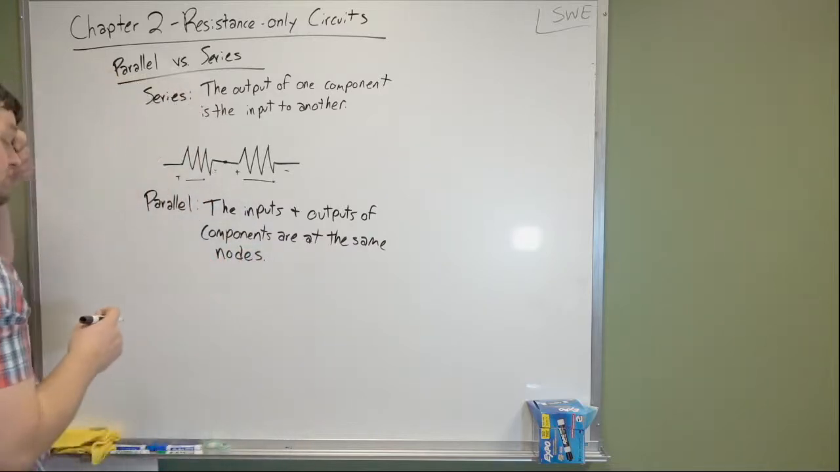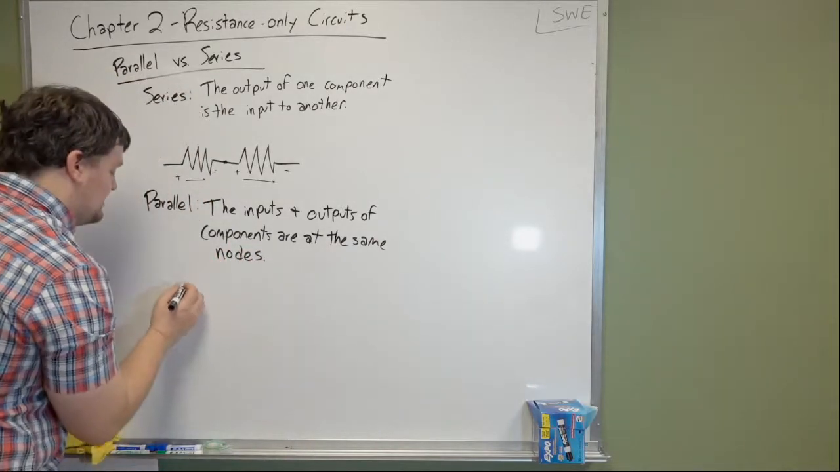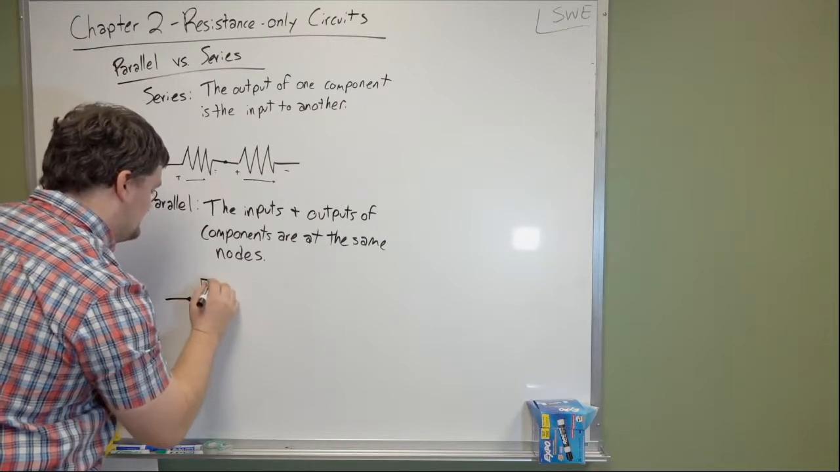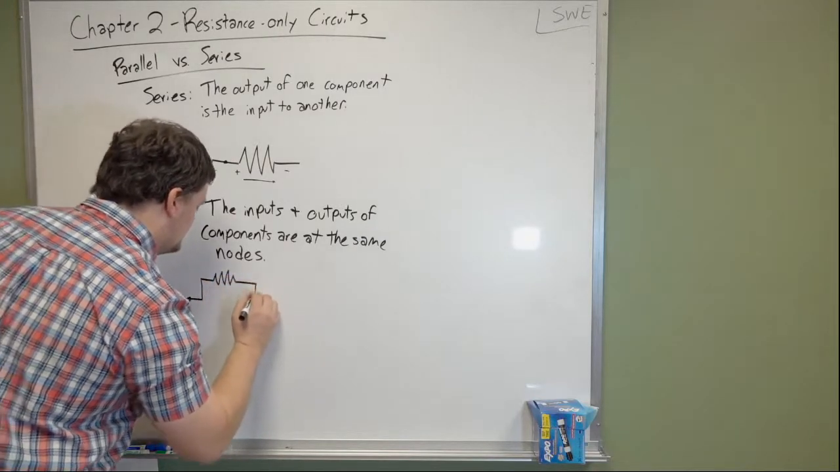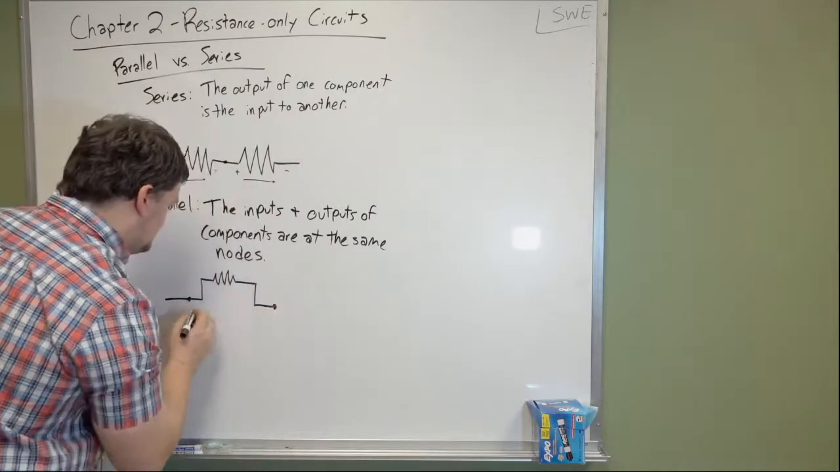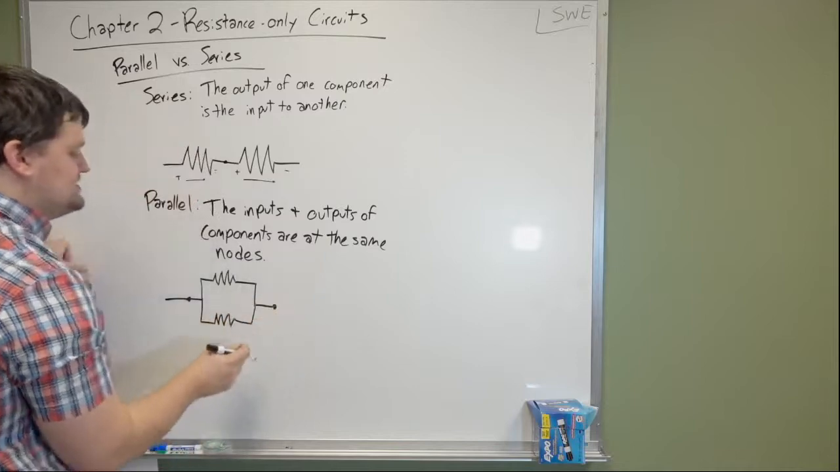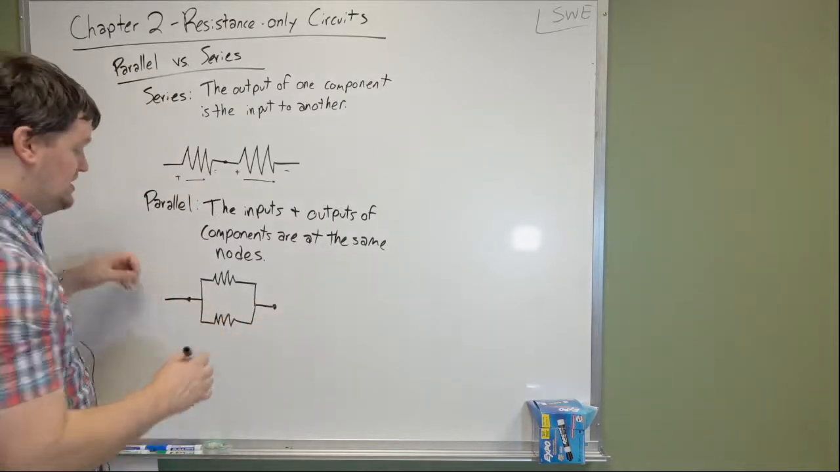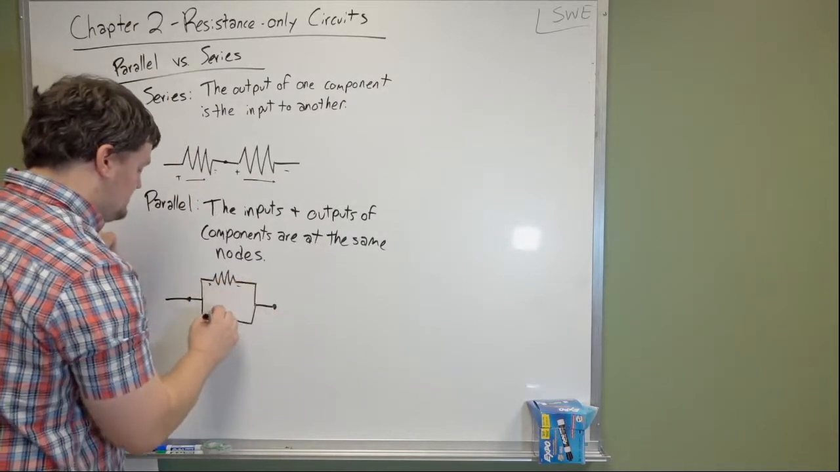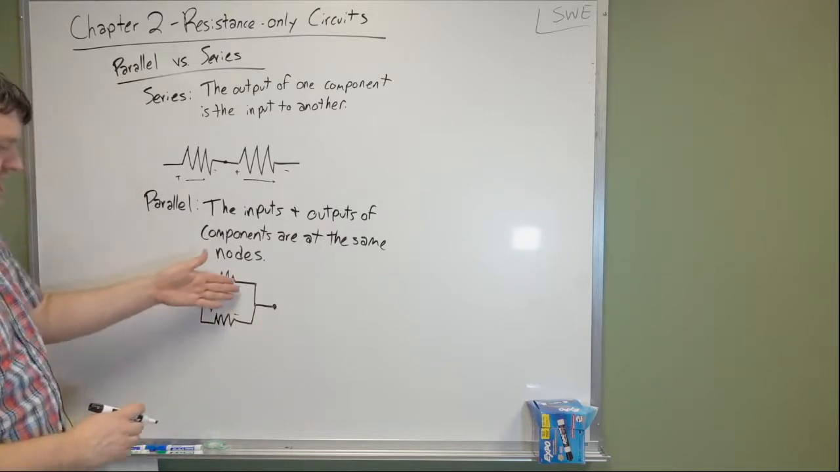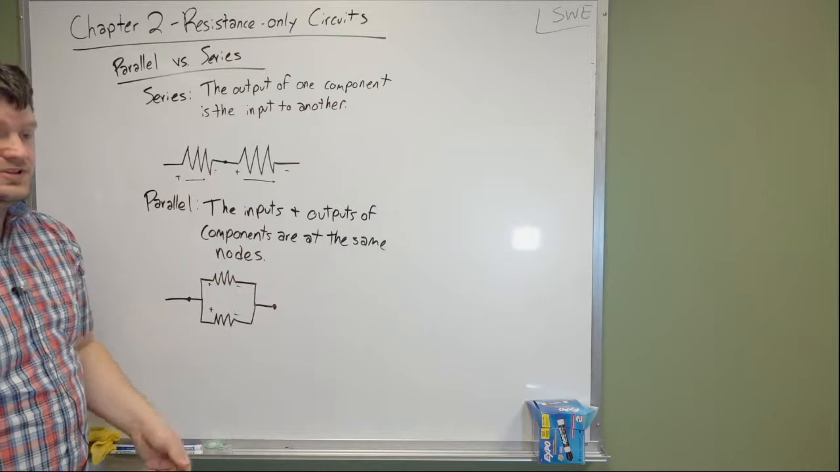Okay, so for example, if I have a node here, and then I have a resistor that comes out of it, and then goes into a node, and then I have another resistor that comes out of this node and goes into that same node. These are now said to be in parallel. You'll notice the positive ends both touch the same node, and the negative ends both touch the same node.